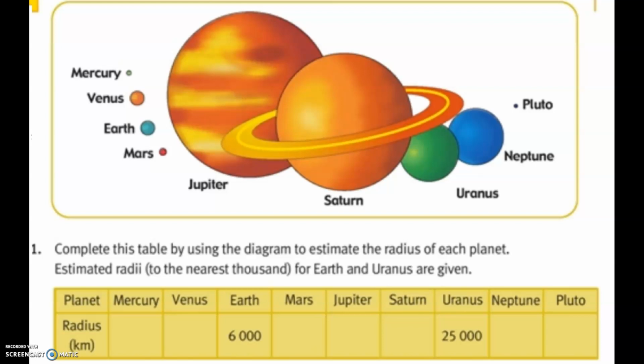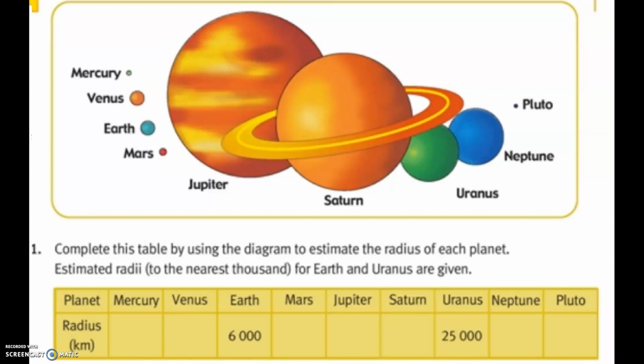Hey boys, I'm going to help you with this question here because I think it's probably the most difficult one on the whole sheet, and you have to estimate the radius. And how do you do that mathematically? I don't want you to cheat by looking up the sizes of the planets. You can do some pretty decent and skillful maths here.